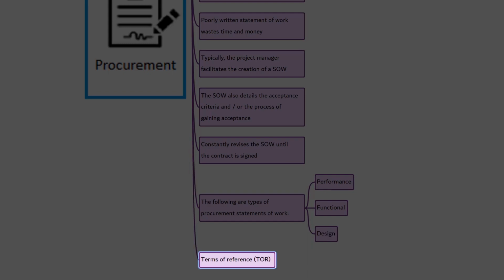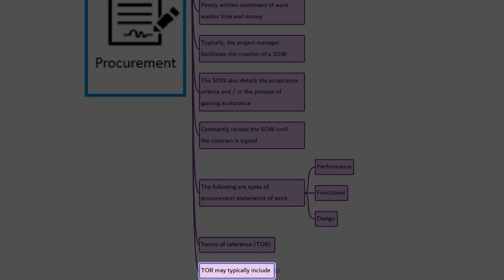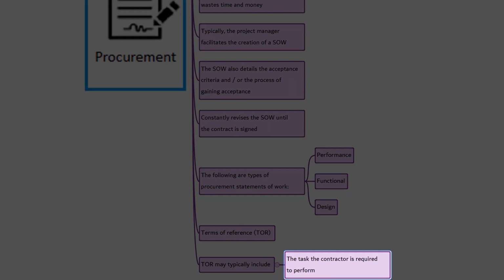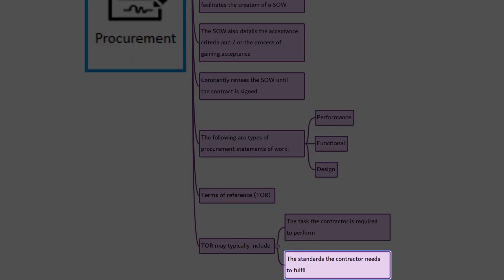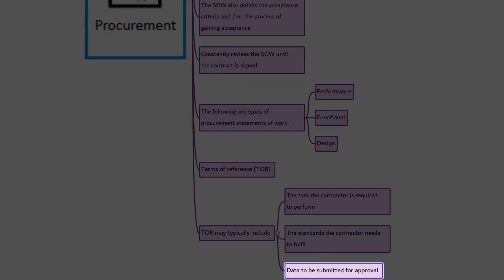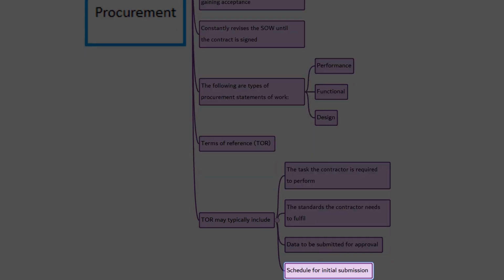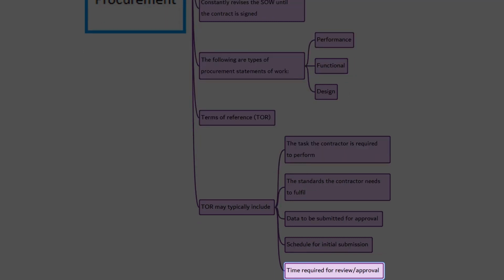The next one is TOR, terms of reference. When the contract is made for service, then it's called terms of reference, TOR. Similar to SOW, the TOR includes the tasks the contractor is required to perform, the standards the contractor needs to fulfill, data to be submitted for approval, schedule for initial submission, time required for review or approval, etc.